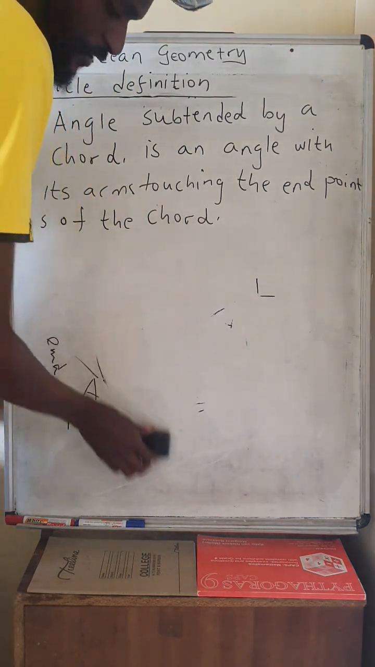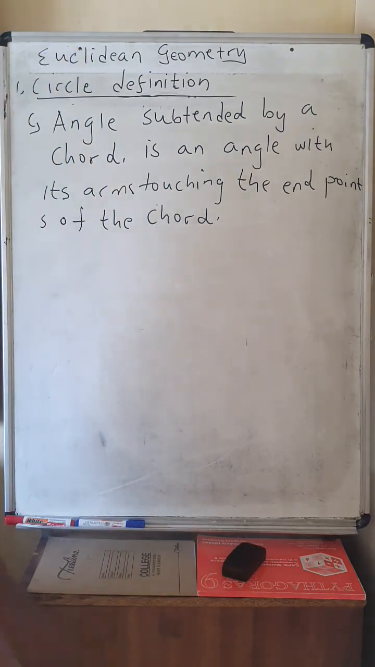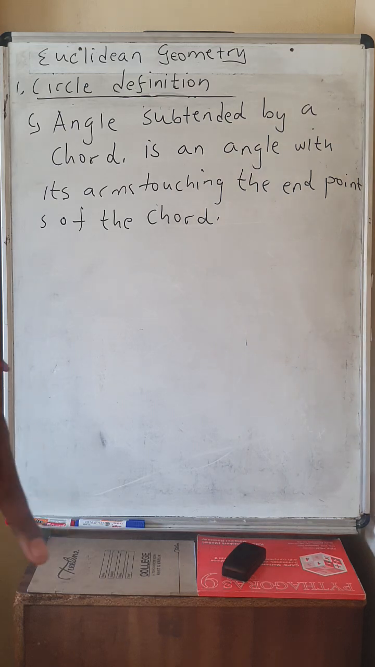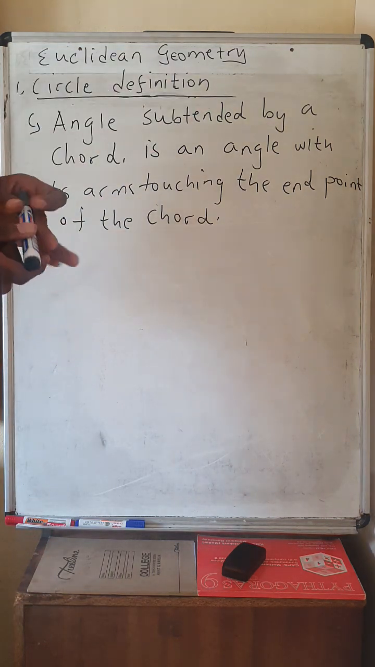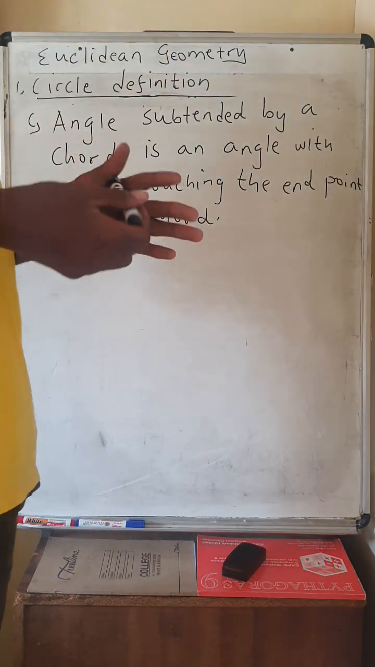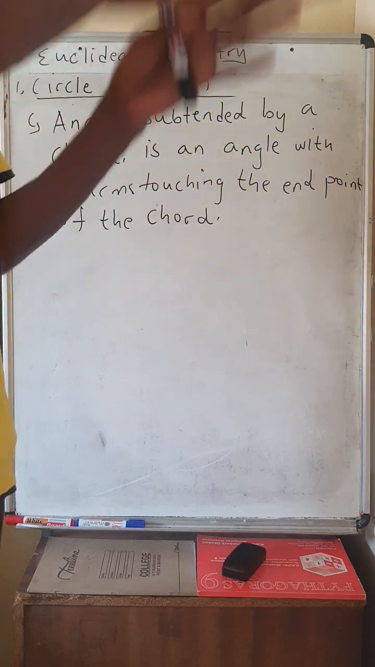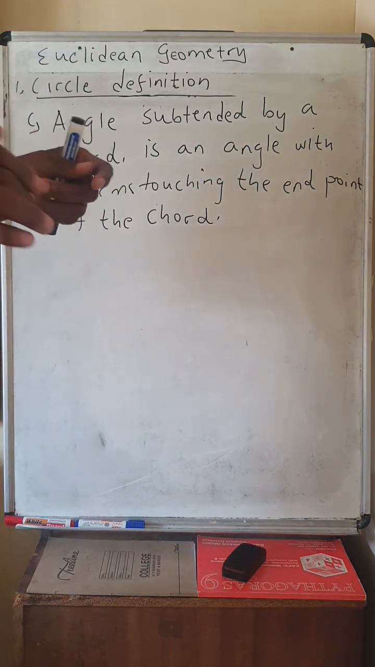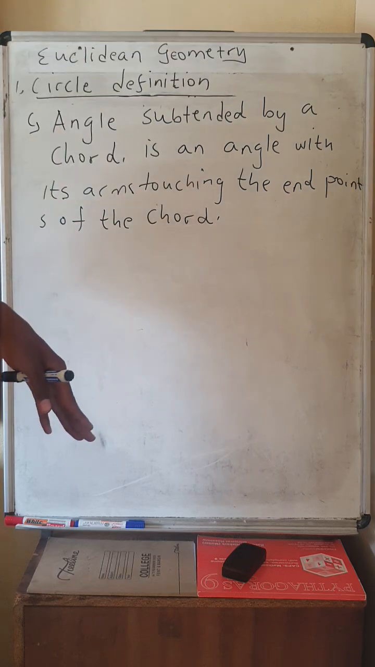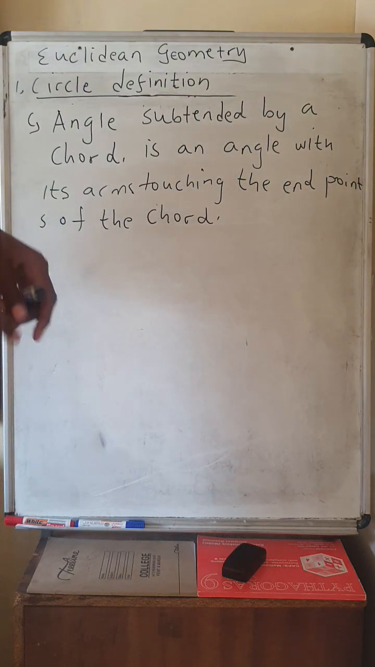So the best way to identify an angle subtended by a chord, the good thing about a chord is that the endpoints of a chord are always along the circumference. So in other words, the only time an angle can be subtended by a chord is if you follow the arms from the vertex, and those arms must touch the circumference of a circle, because that's where the endpoints of a chord will be.